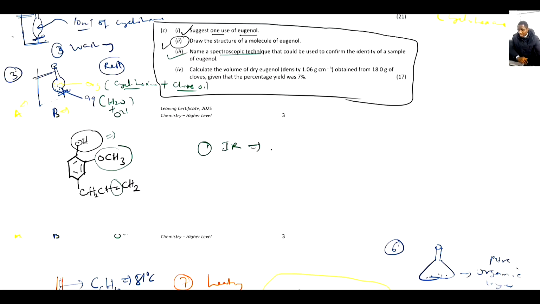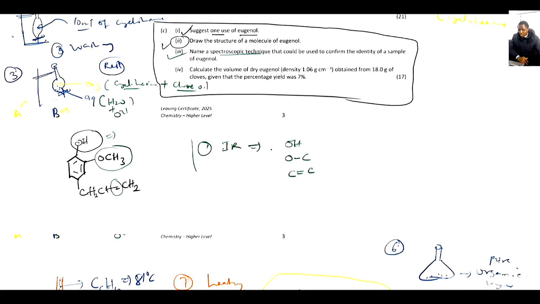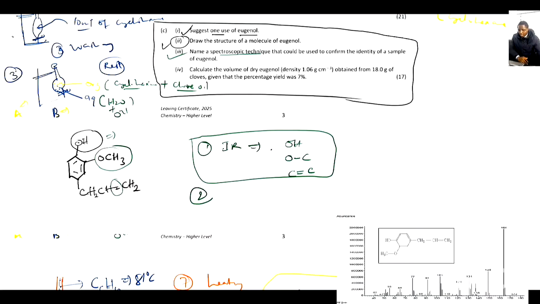So what it does is that it helps you to identify the region where we have OH, the region where we have OC, and the region where we have carbon-carbon double bond. That's what the IR does for us. Very, very important. Another one is mass spectroscopy, MS.